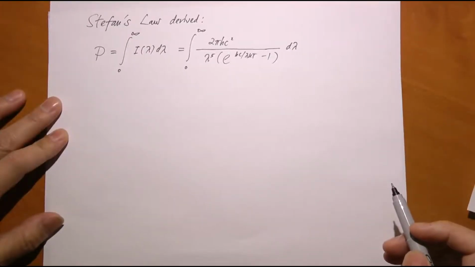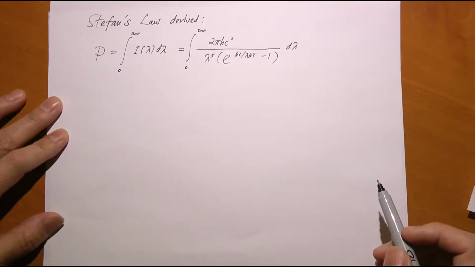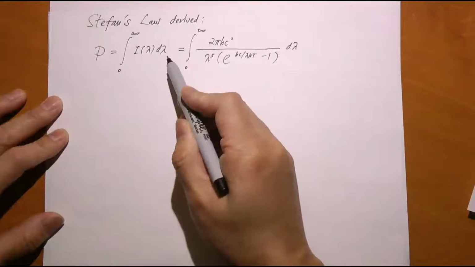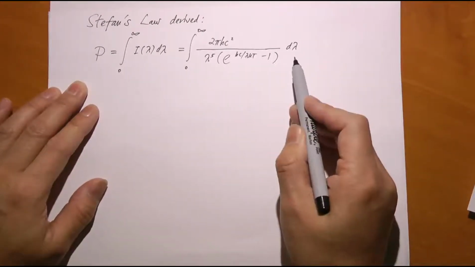Next, let's take a look at the Stefan-Boltzmann law. The Stefan-Boltzmann law is the total power emitted by the entire black body, not limited to a single frequency. So we have to integrate over all the frequencies. And this is Planck's formula for I. So we integrate over that.